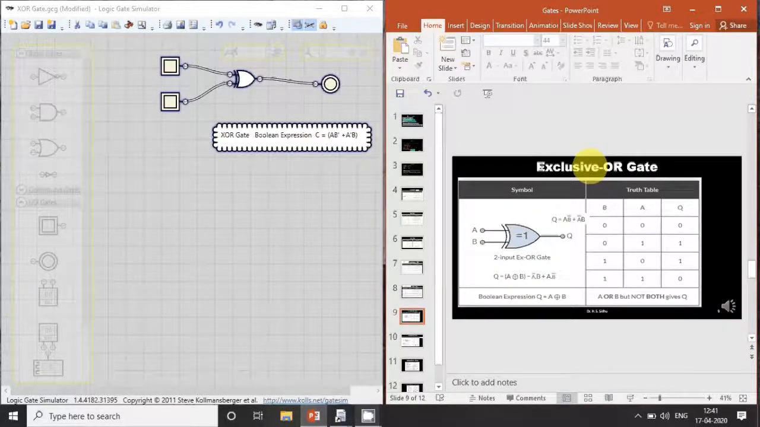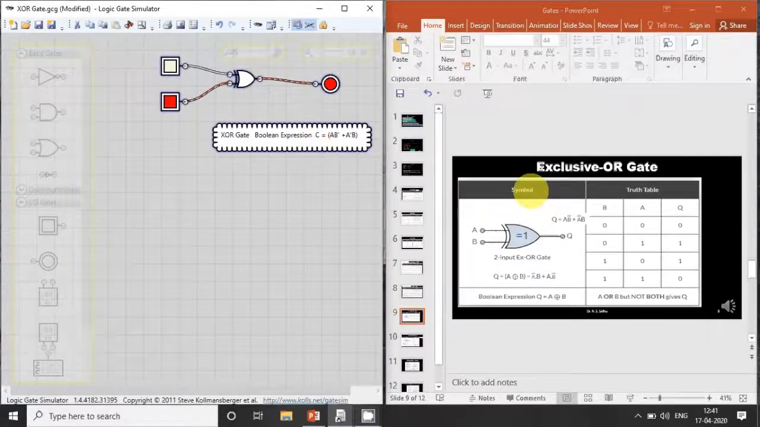According to the Boolean expression, XOR is equal to A bar B plus A B bar. It means if either of the inputs is high, the output is high. If both the inputs are high, the output is equal to 0. Now let us verify the truth table. If one input is high, output is high. If both inputs are high, output is 0. When both inputs are 0, output is 0. When only one input is high, output is high. This is the complete verification of the XOR gate.